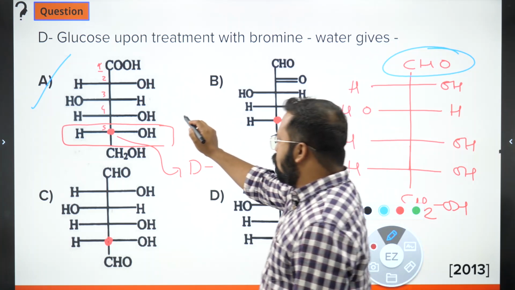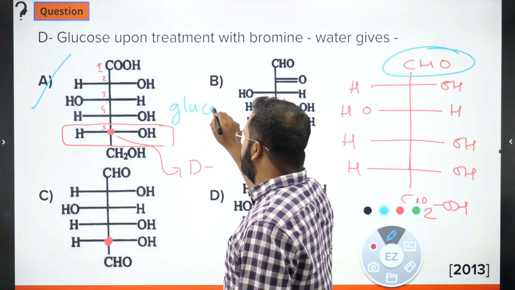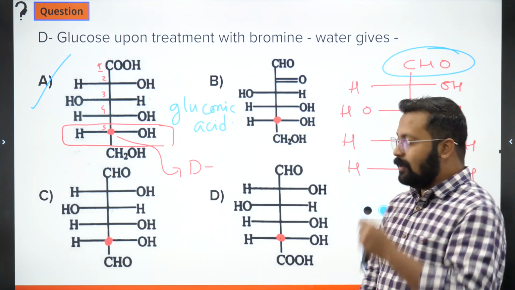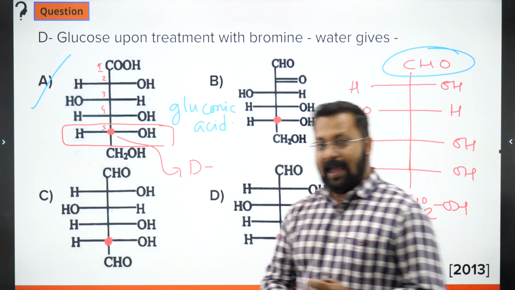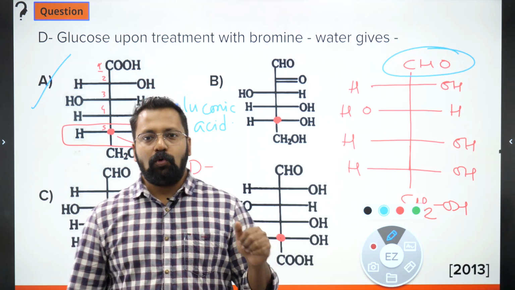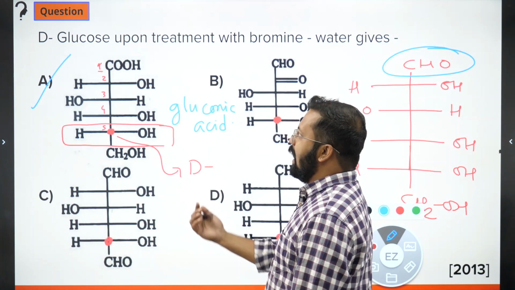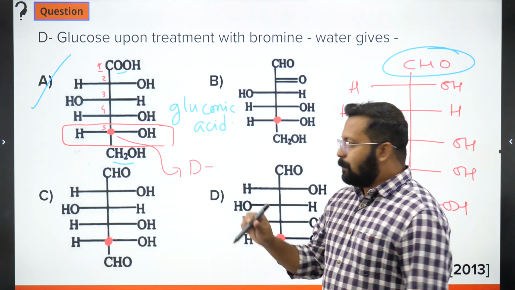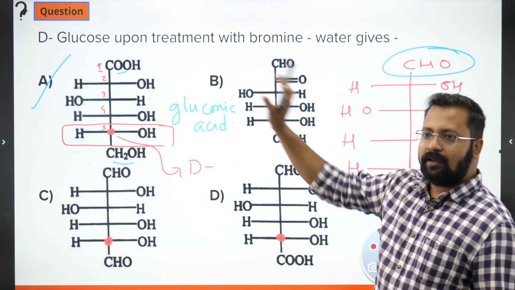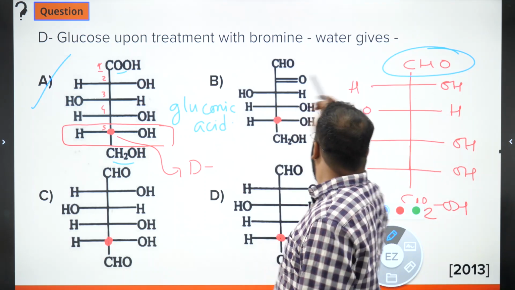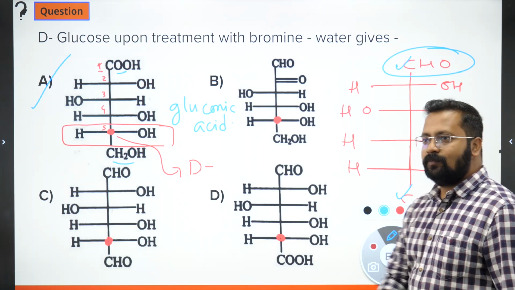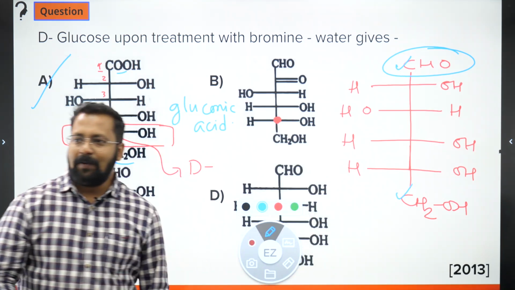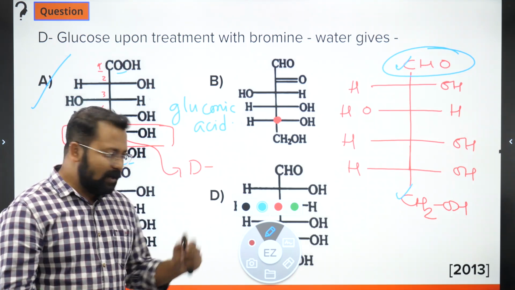We call it gluconic acid. Okay? But if you treat this with HNO3, it will turn into glucaric acid. Glucaric acid will have COOH over here and COOH over here as well. यहाँ पे सिर्फ CHO चेंज होता है COOH में. In glucaric acid, this as well as this will change into COOH. ठीक है? So let's move ahead.